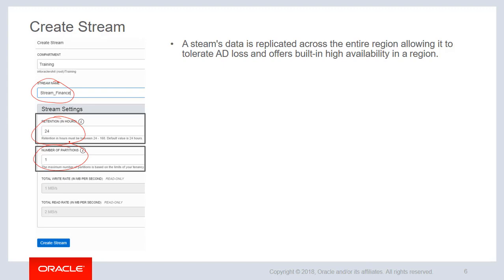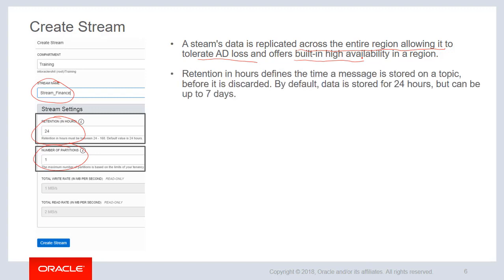As we said earlier, stream data is replicated across the entire region. So it's a regional service, and what that means is you can have an AD loss, but your stream would still be up and running. So it provides that built-in HA across a particular region. Retention, in hours, defines the time a message is stored on a topic before it is discarded. By default, we have a retention period of 24 hours, but this can be increased to 7 days as well.